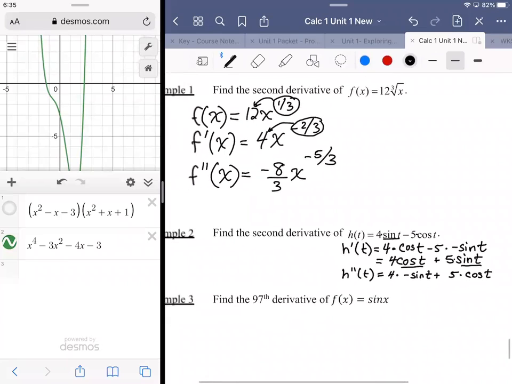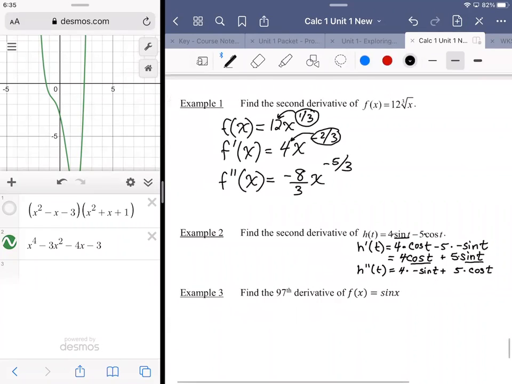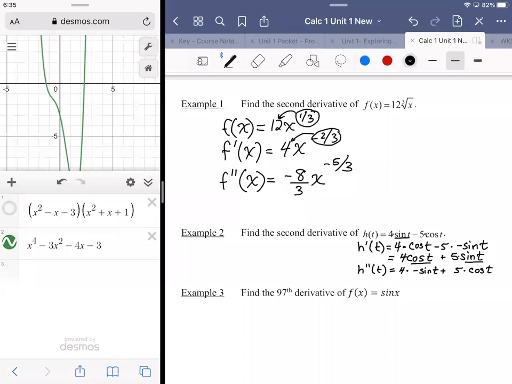Now, the one that you've all been waiting for, if you haven't seen this one before, it's kind of cool. So it says, find the 97th derivative. So yeah, we might as well just dive in. F prime of x, cosine of x, derivative of sine is cosine. F double prime of x, derivative of cosine is negative sine. All right, talked about those rules last time.